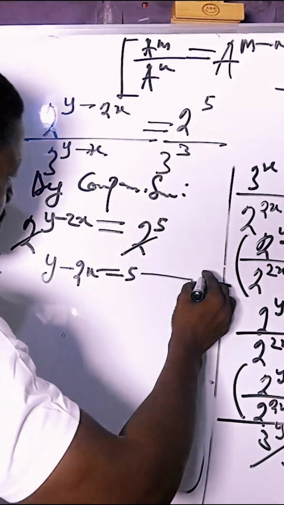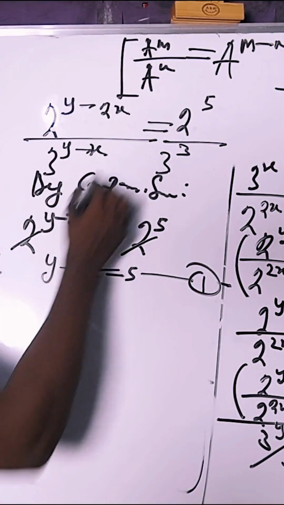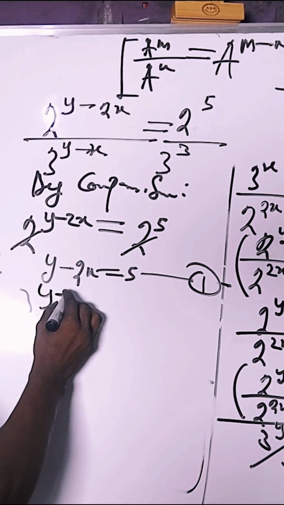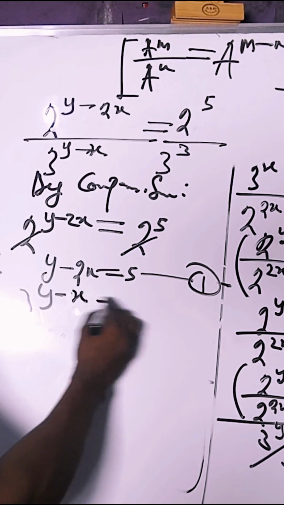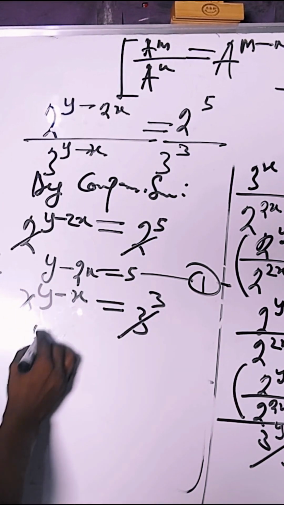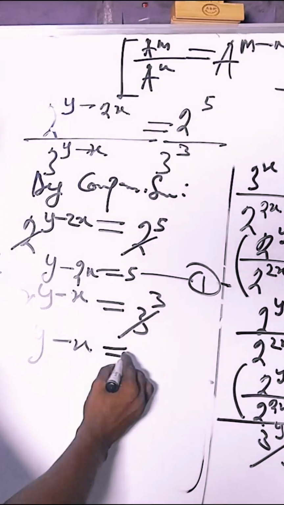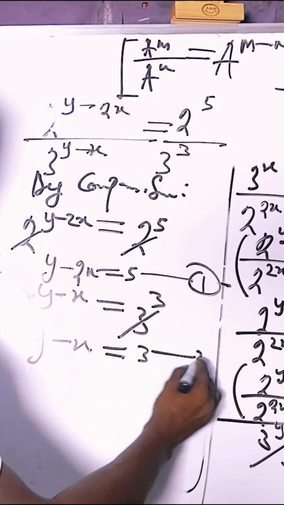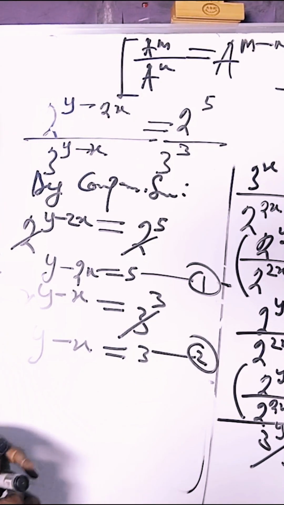Let's call it equation number 1. Similarly, 3 raised to y minus x must be equal to 3 raised to 3. So we strike the 3. What is left is y minus x, and that is equal to 3. I call it equation 2. So right about now, we have 2 equations.